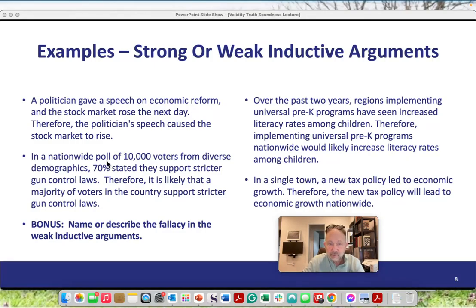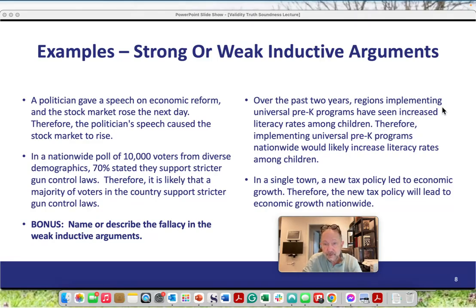Here's one: in a national poll, 10,000 voters from diverse demographics, 70% stated they support stricter gun laws. Therefore, it's likely that a majority of voters in our country support stricter gun laws. This is a very strong inductive argument because it follows. See the 70% here? When you start seeing percentages in here, this is what you want to center in on. 10,000 voters, 70%. That's a good sample. That's a good majority. The conclusion is likely to be true.